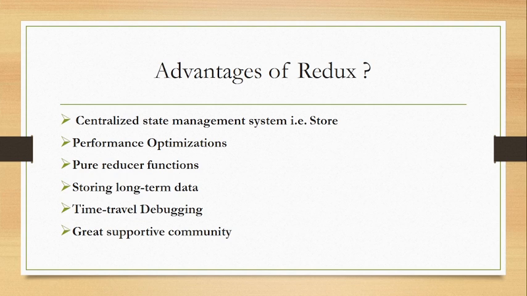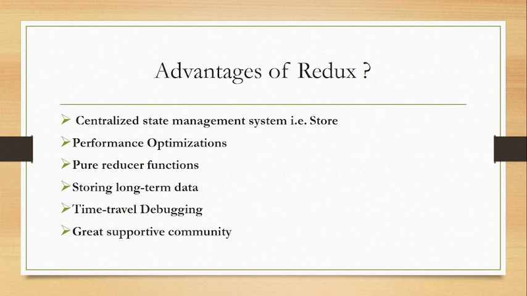Now, centralized state management system. In centralized state management system, React state is stored locally within a component. To share this state with other components in the application, props are passed to child components or callbacks are used for parent components. Redux state, on the other hand, is stored globally in the store.